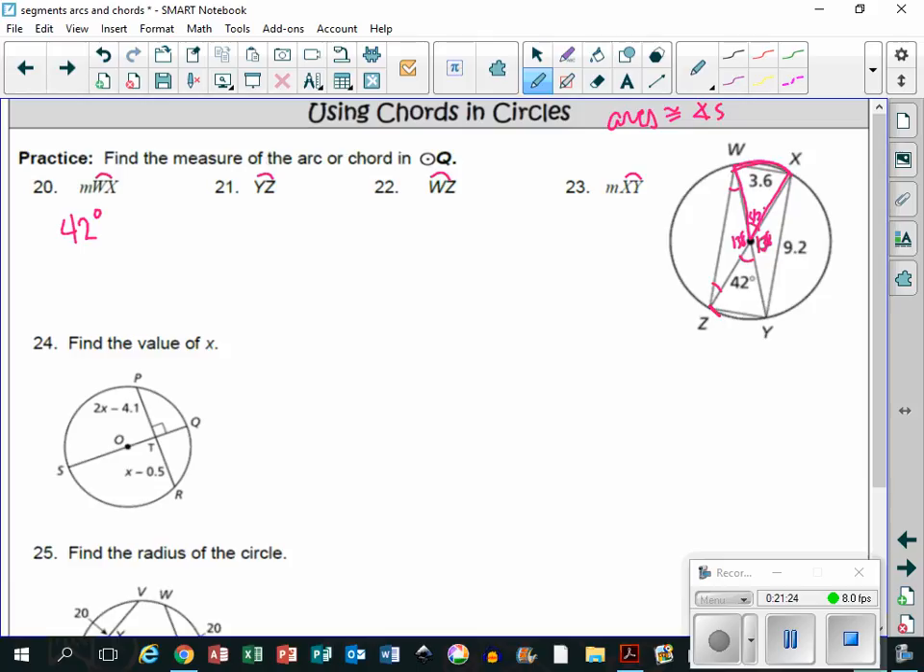ZY is this one, so it's also congruent here, so it's also 42 degrees. Arc WZ would be this arc right here, which is created by this angle, which is 138. And this arc is also 138. So if this arc is equal to this arc, then this chord is equal to this chord. So this is 9.2.